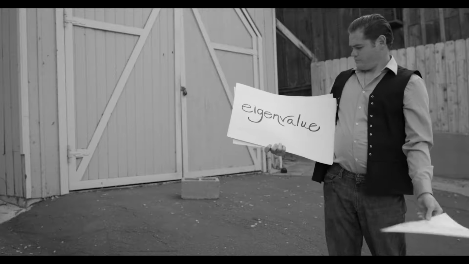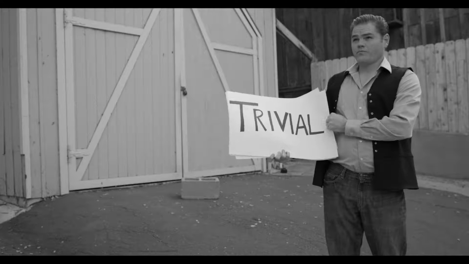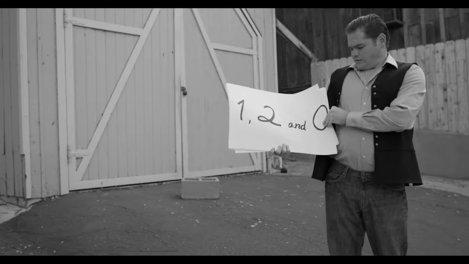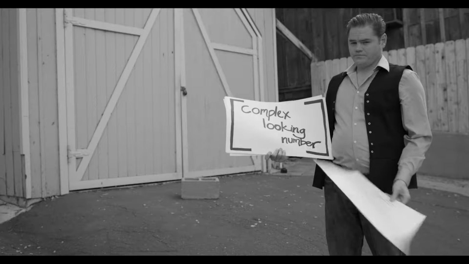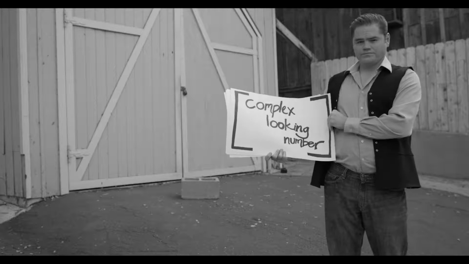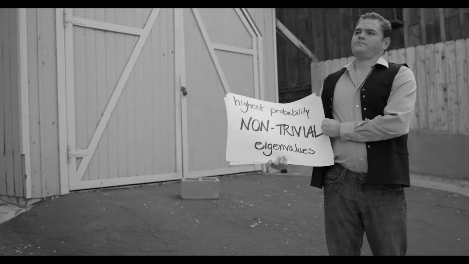It's called an eigenvalue. Some eigenvalues are called trivial. These are values like 1, 2, and 0. And some are called non-trivial, and those are all sorts of more complex-looking numbers. So, here's the interesting part.